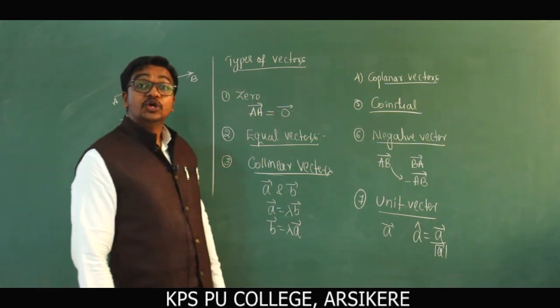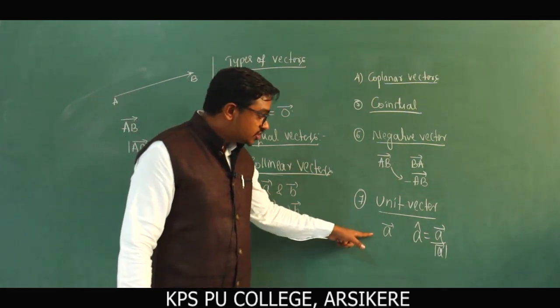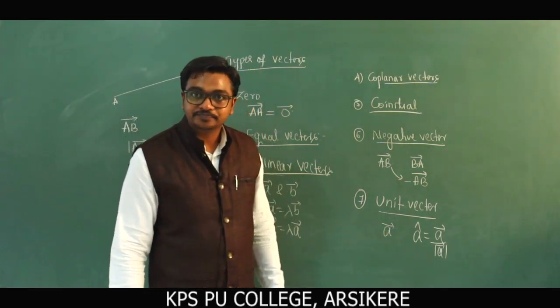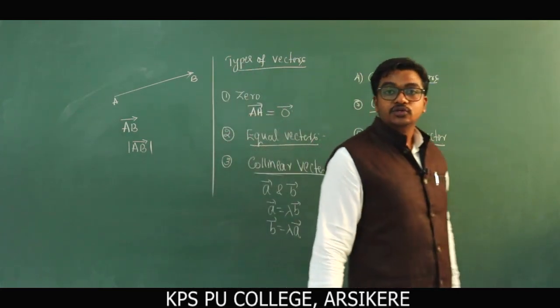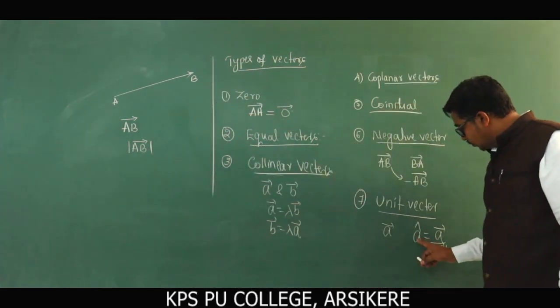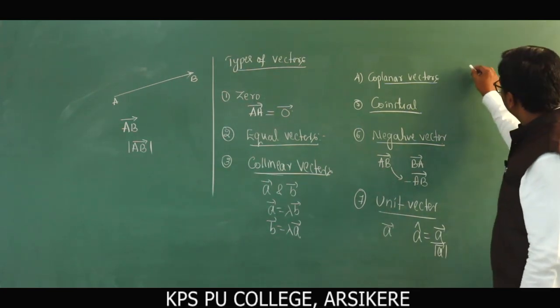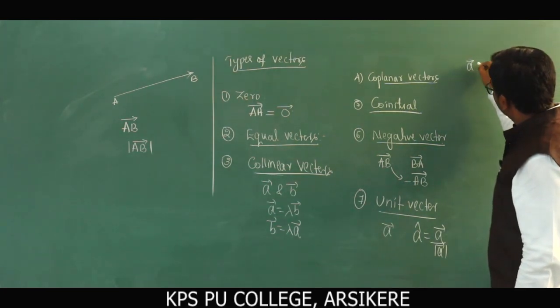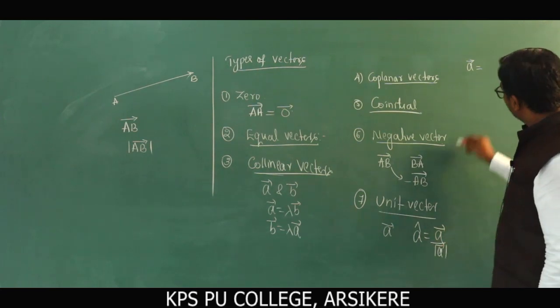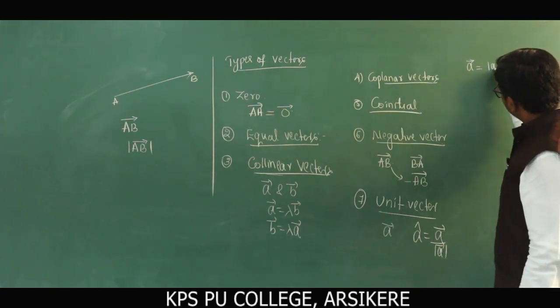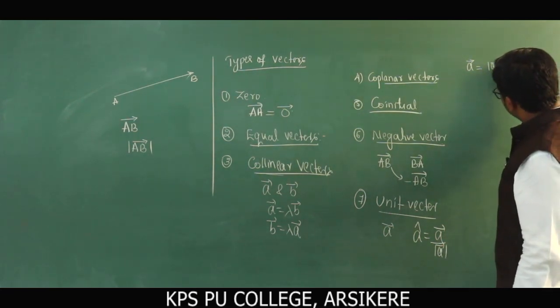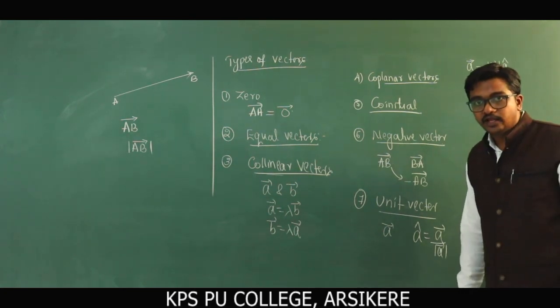So that represents the unit vector in the direction of what? Vector A. And observe here. A cap is equal to vector A divided by magnitude of vector A. So this can be written as, taking the cross multiplication, vector A is equal to magnitude of vector A into A cap.